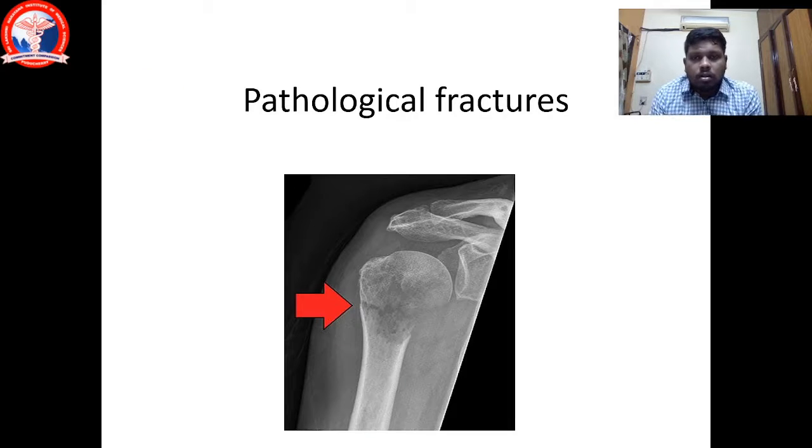Okay. So as you can see in this picture, this fracture is not due to just trauma. There is something going on in the proximal humerus. As you can see at the arrow pointed, there is some lysis and there's also some cortical destruction in the medial cortex, involving the metaphysis also.